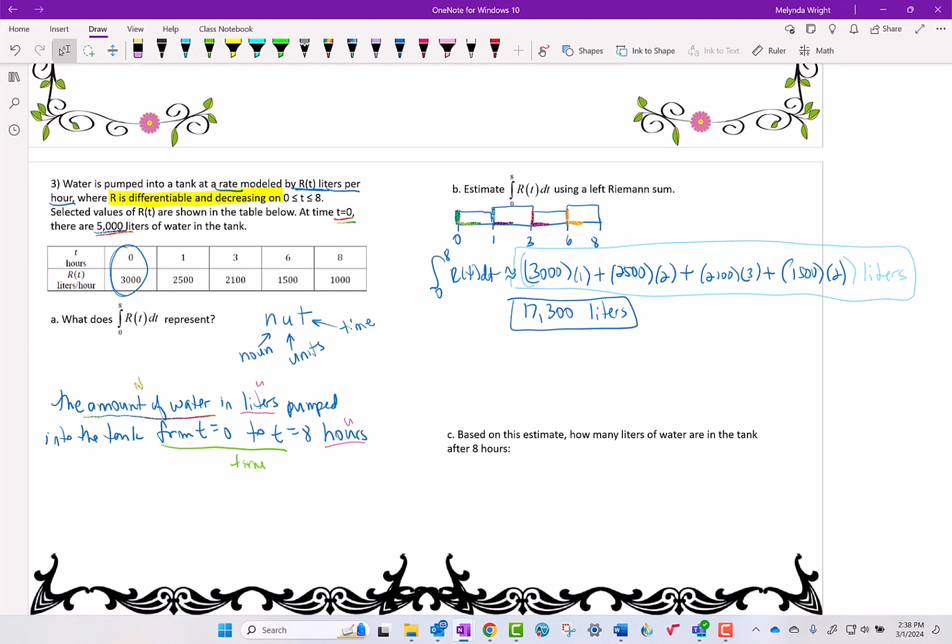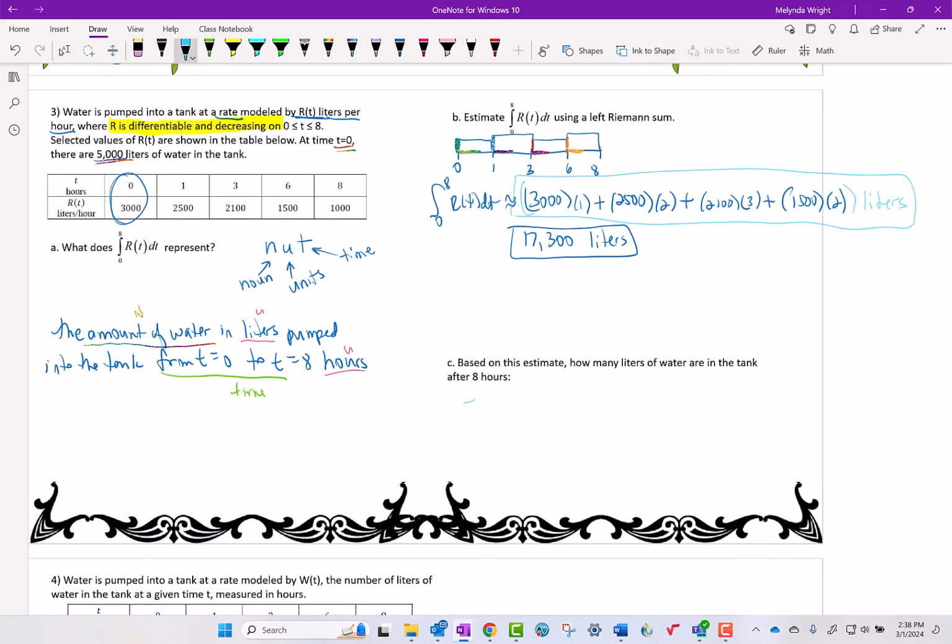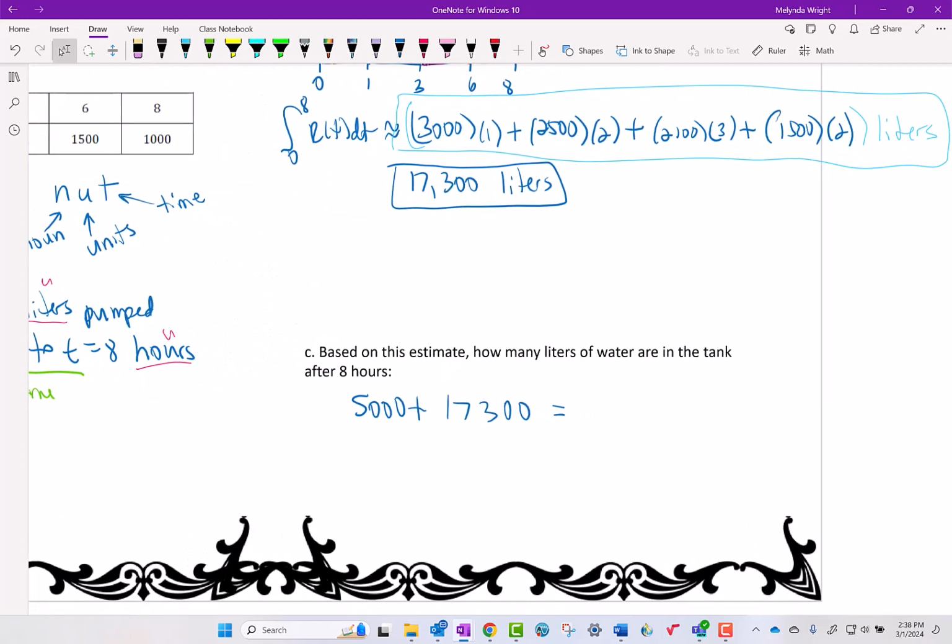That it already has 5,000 liters in it, right? It's not an empty tank. It's not empty. It already has 5,000 liters in it. So based on the estimate, how many liters of water in the tank after 8 hours, it would be the beginning amount, which is 5,000 liters, plus the amount that was pumped in during the 8 hours, that's going to tell me how much is in the tank, right? That's what that's going to tell me. So I would add those together. I get 22,300, and that's liters.